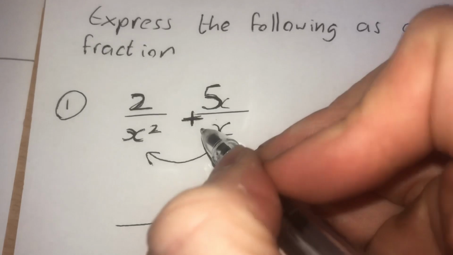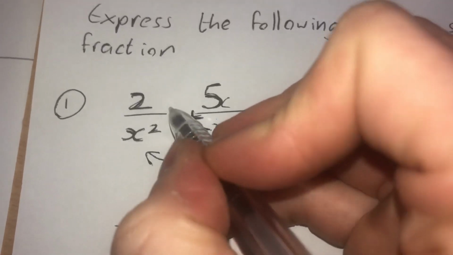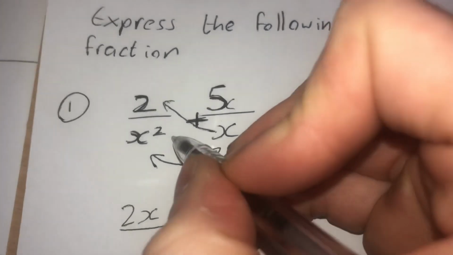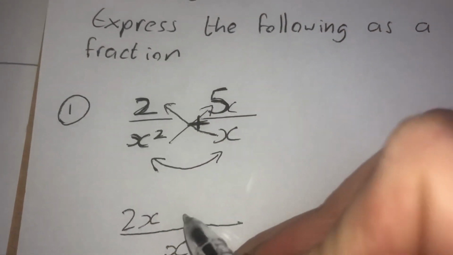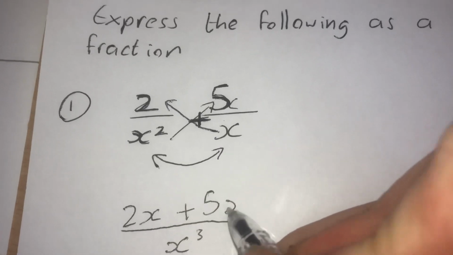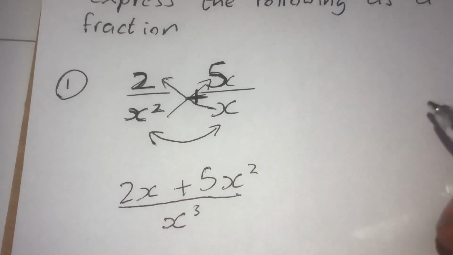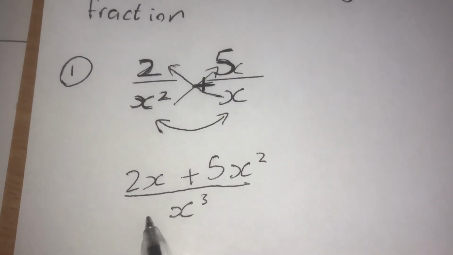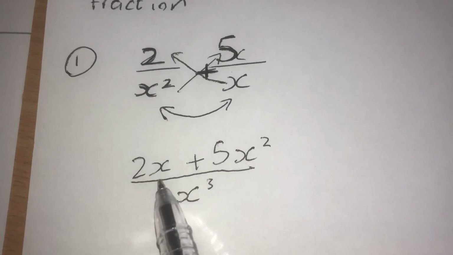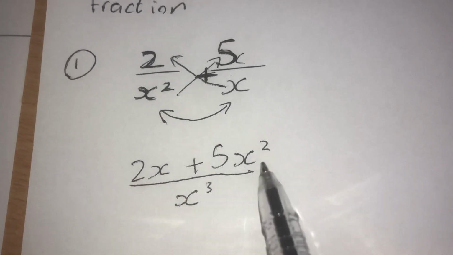Then I cross multiply to change the numerators. So I've got x times 2, which is 2x, and then I've got x squared times 5, which is 5x squared. So plus, because it's an adding question, plus 5x squared is what I've ended up with. Now, the last step is to simply add or subtract the numerators. I can't do that because this is an x and this is an x squared, so they're not like terms.